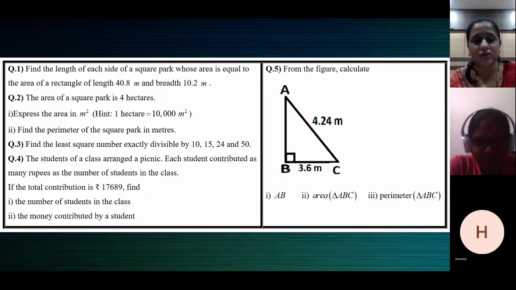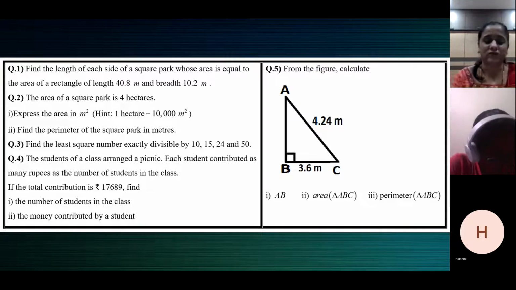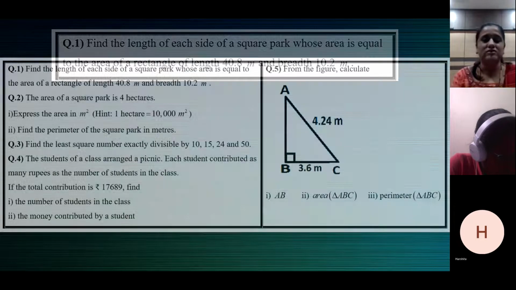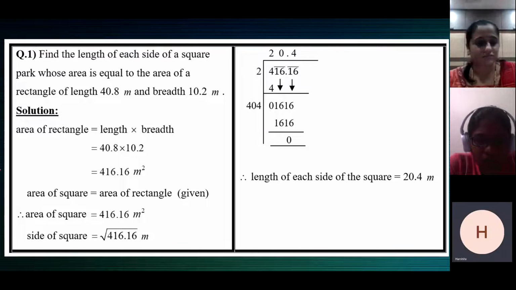Once you find the area of the rectangle, the area of the square is the same. So once you have the area of the square, the square root of the area will give you the length of each side of the square. So see here, children. Yes, ma'am, I got the same answer.